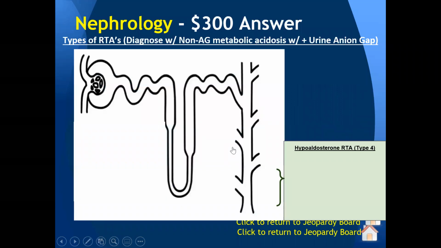All right, so thinking about type 4, we kind of already went over what the collecting duct does, right? It reabsorbs sodium, it secretes potassium, and it also secretes hydrogen. Does anyone know what hormone regulates all this? Yeah, aldosterone, right? So this is all under the regulation of aldosterone.